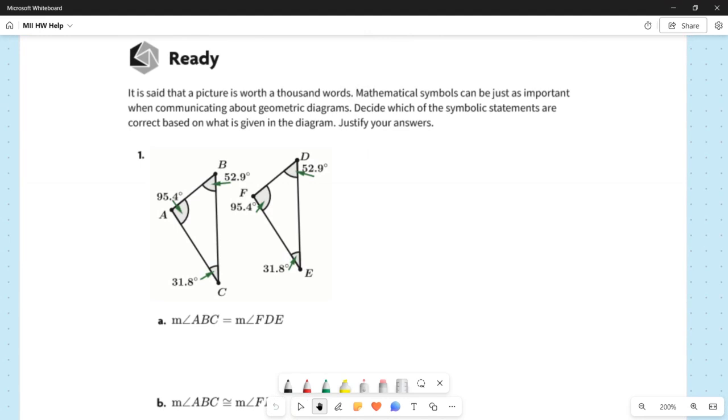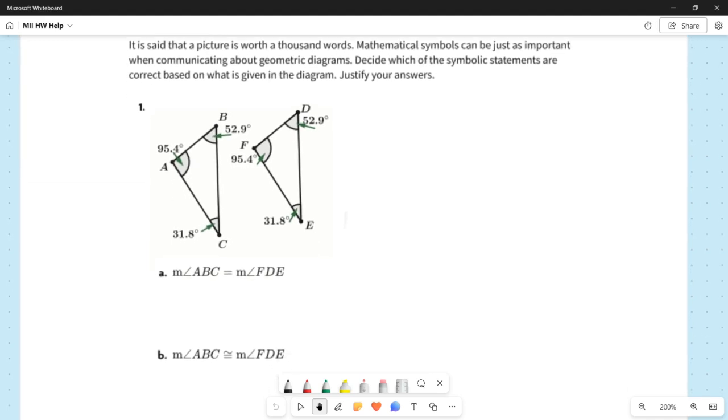It is said that a picture is worth 1,000 words. Mathematical symbols can be just as important when communicating about geometric diagrams. Decide which of the symbolic statements are correct based on what is given in the diagram. Justify your answers.